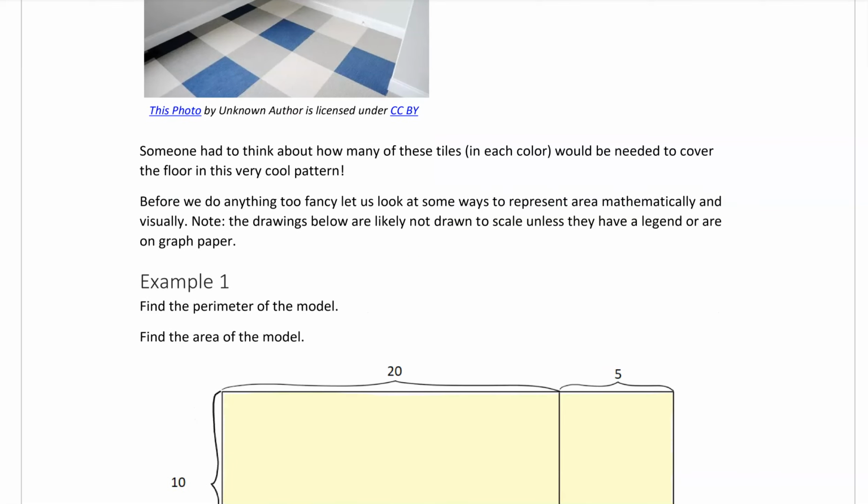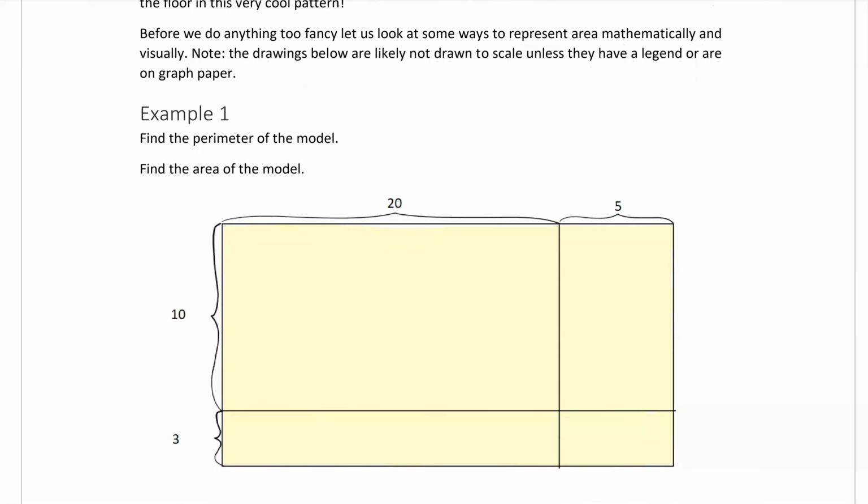So let's go ahead and jump to example 1. We are given this rectangular shape, and we are asked to find the perimeter and the area of the model. So let's tackle the perimeter first. It's a rectangular shape, so we know that the perimeter is equal to 2 times the length plus 2 times the width.